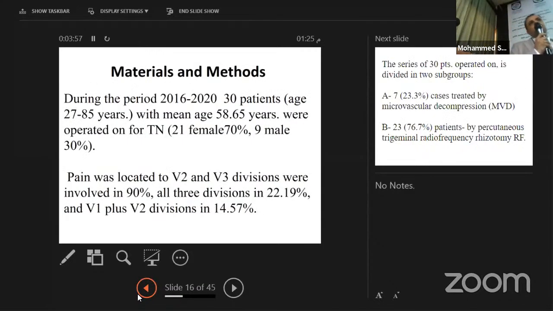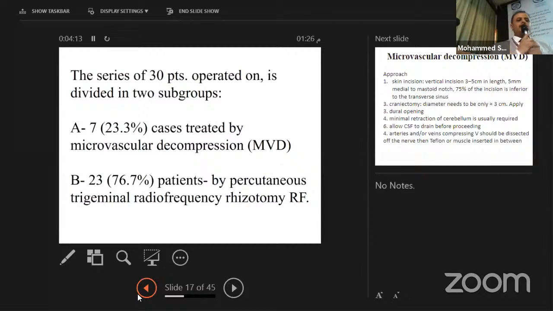For the materials, we started microvascular decompression from 2016 to 2020. The total number is 30 patients. 7 of them underwent microvascular decompression, and 23 of them were treated by trigeminal radiofrequency ablation.